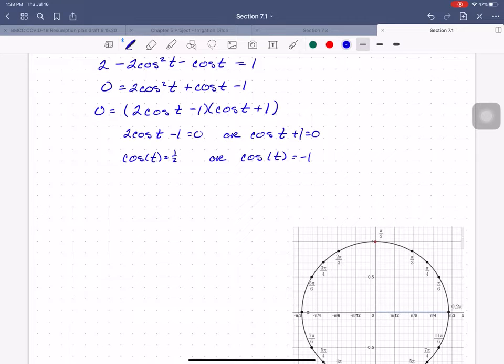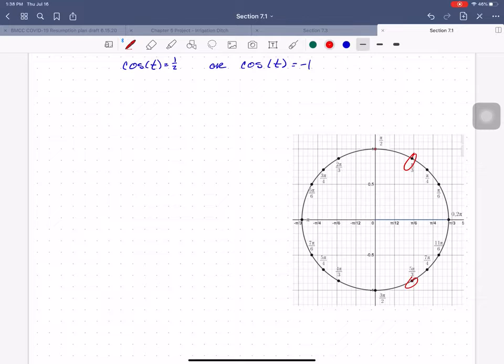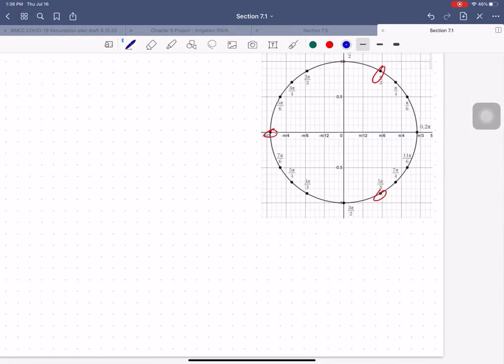We can do that. Cosine is 1/2 at pi over 3 and 5 pi over 3, and cosine is -1 at pi. Yes, that's correct. So that means t equals pi over 3, pi, and 5 pi over 3. Okay.